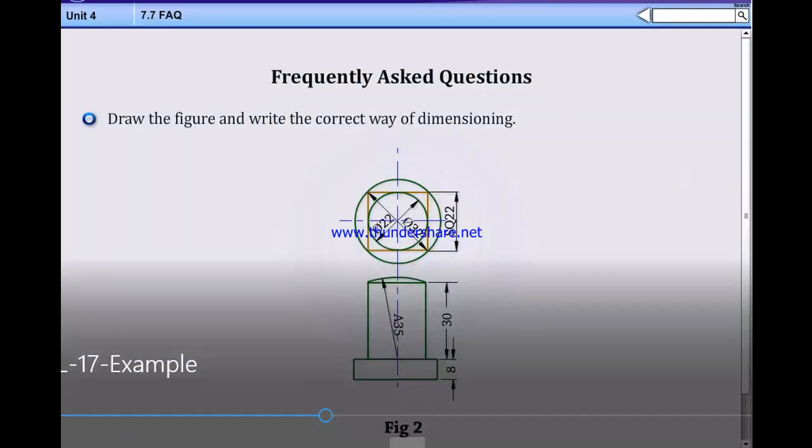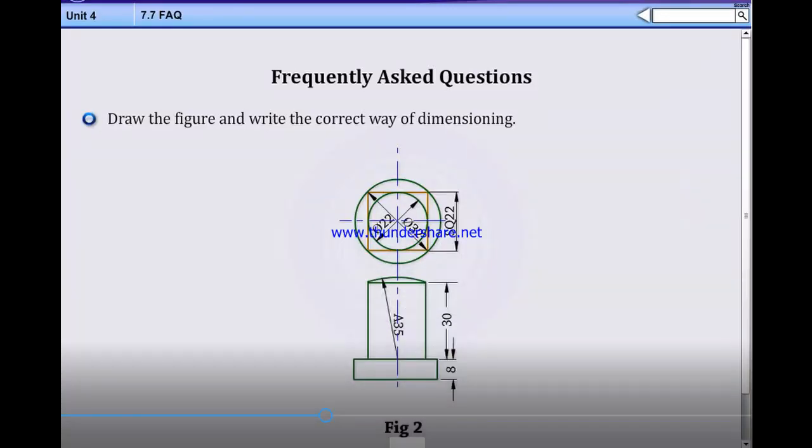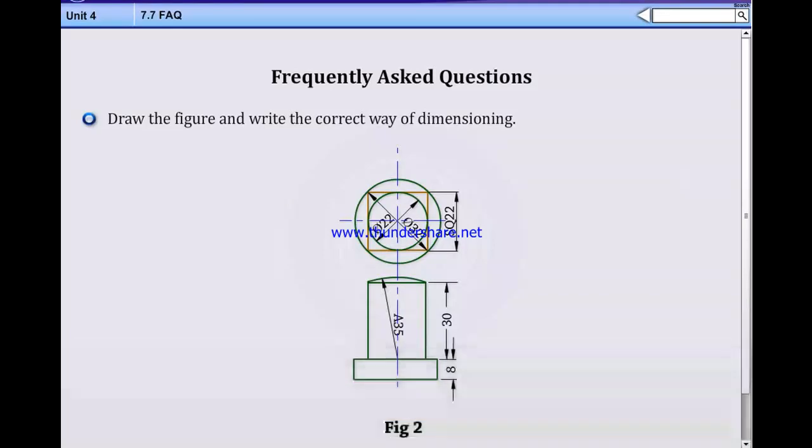Like one more, you observe, the previous questions will be asked like this: draw the figure and write the correct way of dimensioning. That is 522, 532, 522, 38, 35, etc. So like that in the previous questions it will be given like this, and it will be placed as per the previous information.